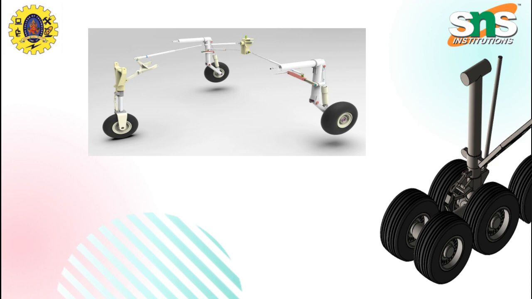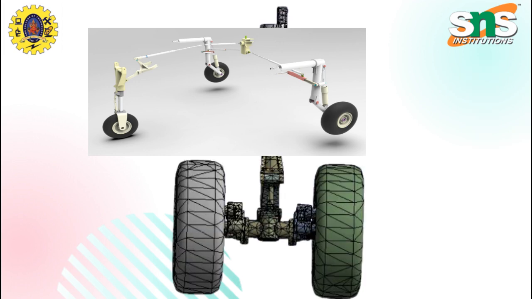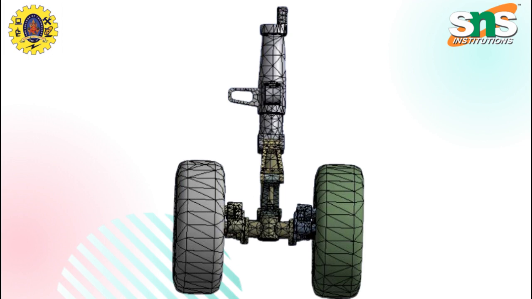The third step, define the geometry. The geometry of the landing gear structure can be defined using CAD software or by importing a 3D model into the FEA software. Fourth step, mesh the structure.